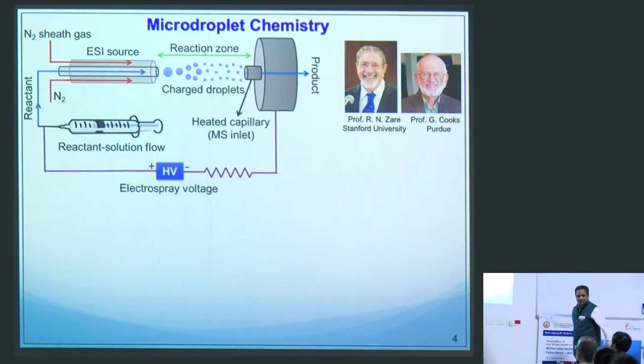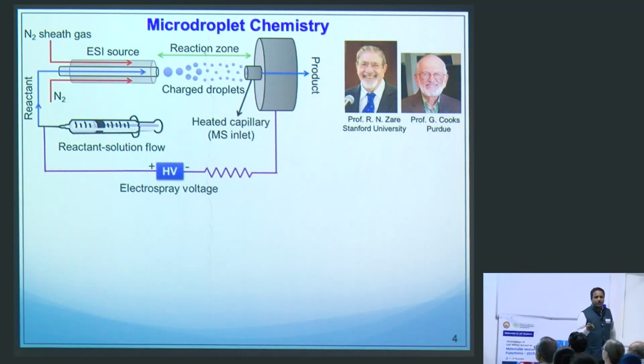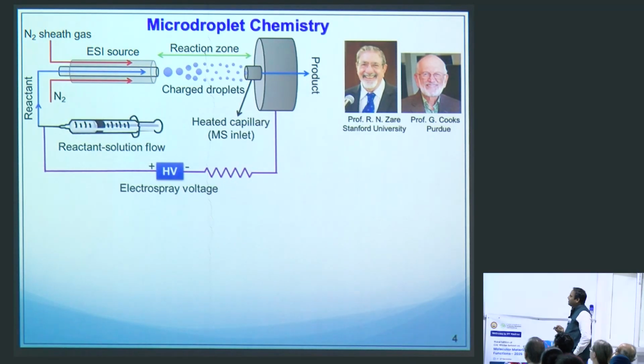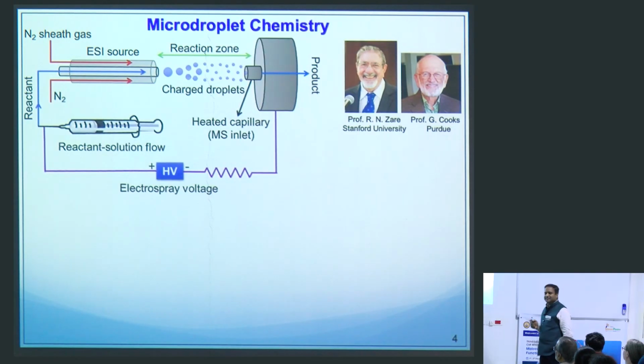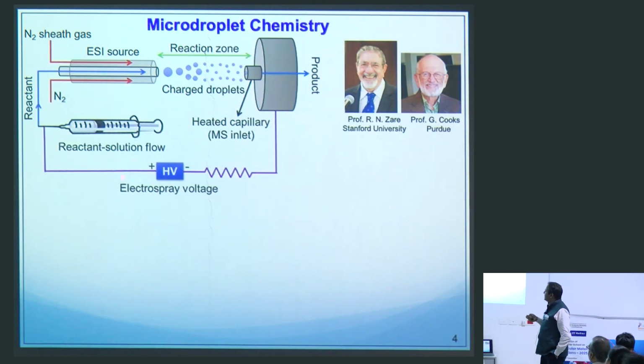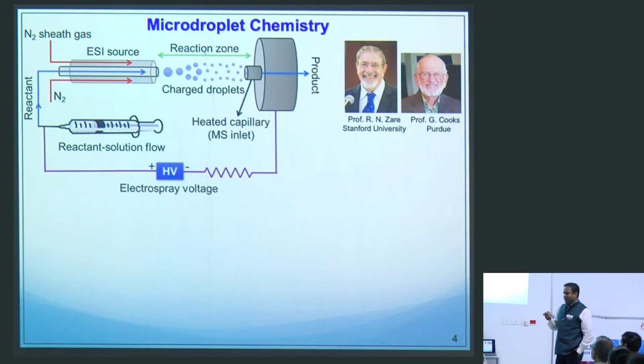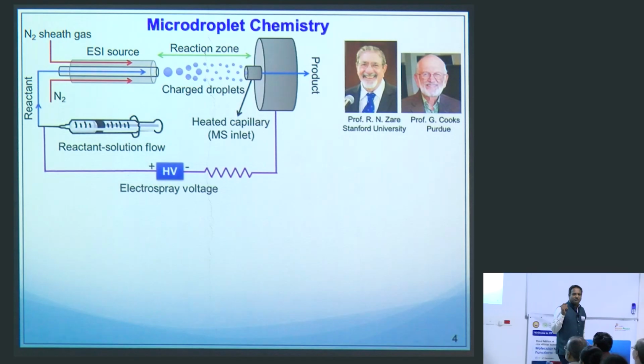Something that was invented around 2012 onwards, and this is the principle shown here. We're taking the sample in the syringe and then applying the voltage. When we apply the voltage, the particles are charged. Once they are charged, using the ESI, electrospray ionization source, we spray that. The particles are sprayed here. Whatever particles are sprayed, they are charged.